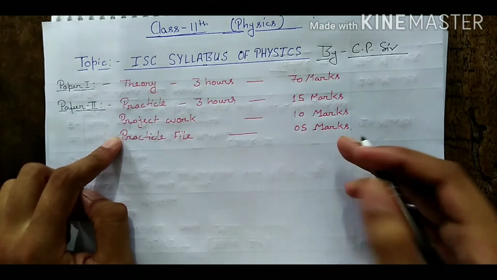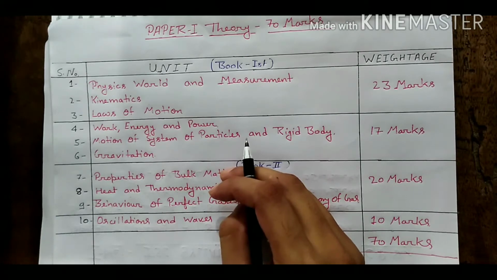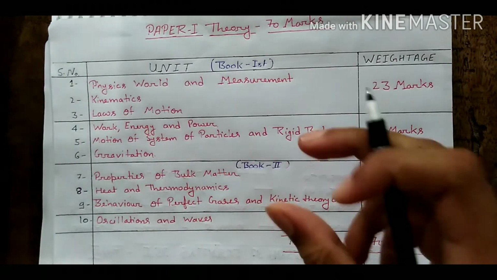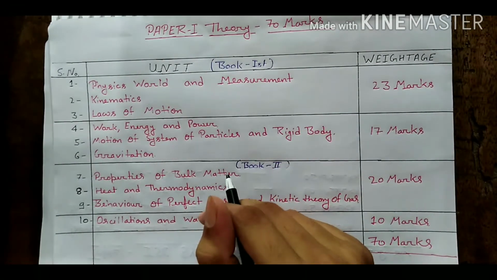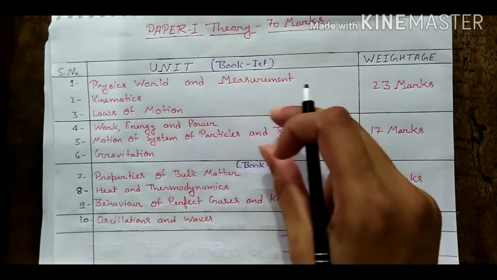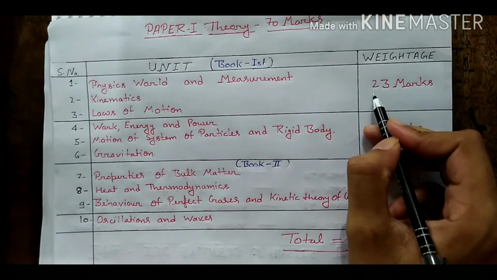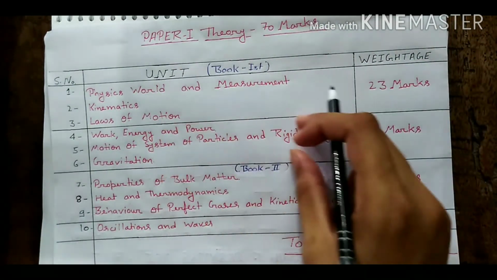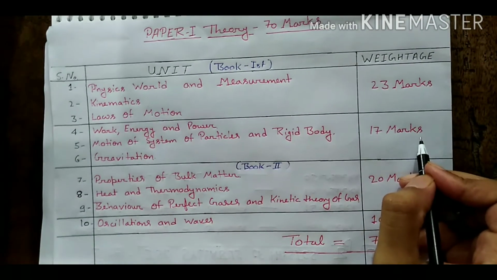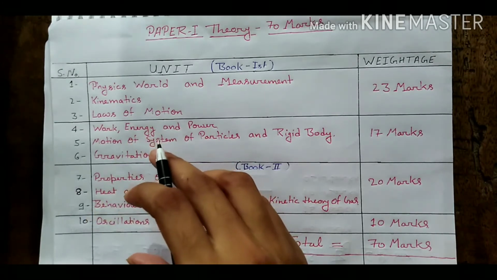Let's start the syllabus of paper first, theory. Students, there are two books in your physics, volume first and volume second, and we have categorized each volume in two sections, section A and section B. In section A we will study 3 units, and in section B we will study 3 units, and these 3 units have weightage 23 marks, and these 3 units have weightage 17 marks. This is a totally different syllabus from class 10, so students, don't take it lightly.